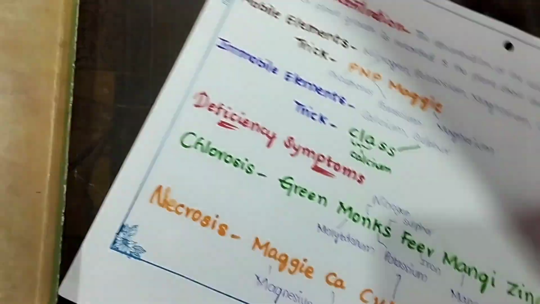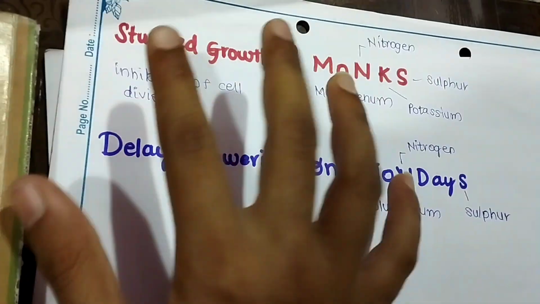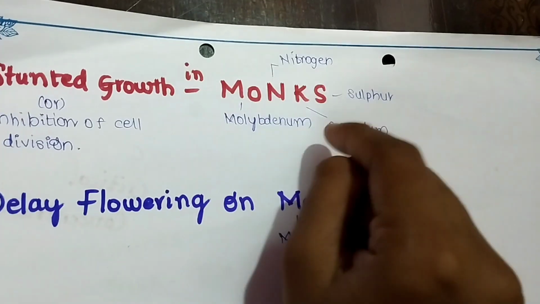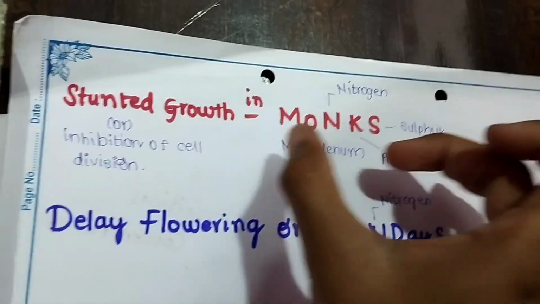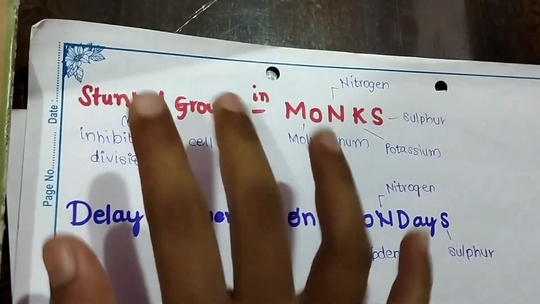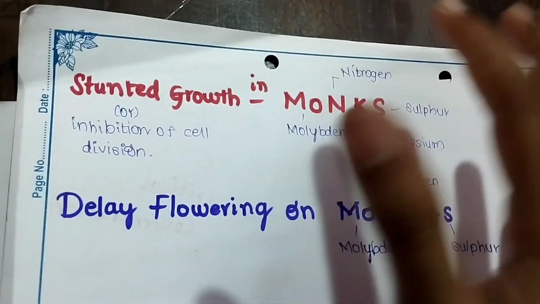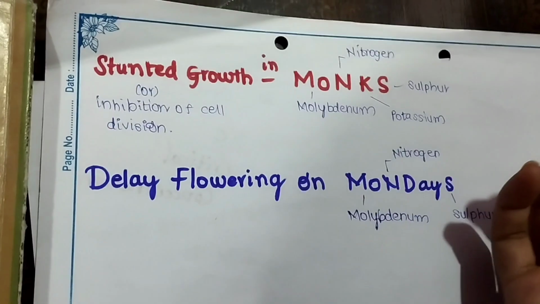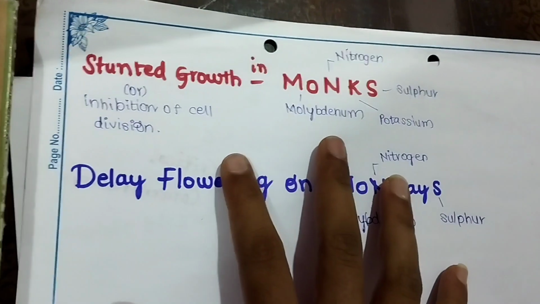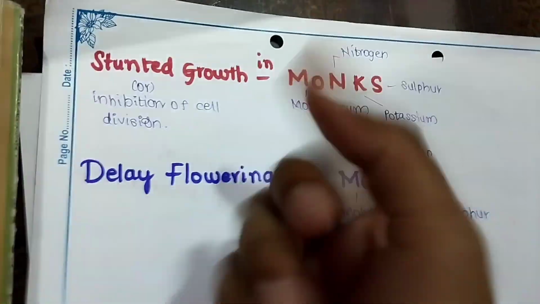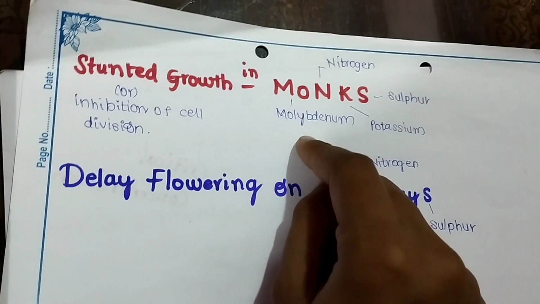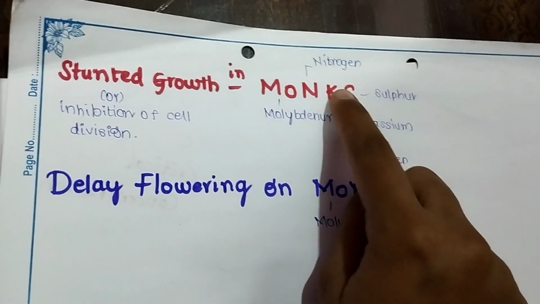Next deficiency symptom is stunted growth, also mentioned as inhibition of cell division. The deficient elements for this symptom are molybdenum, nitrogen, potassium and sulfur. You remember all these elements will come in the word monks. You remember it as stunted growth in monks. In monks, they have become thin. Why have they become thin? Because Maggie's chef has died. There is no one to cook for them, so they have become thin. So stunted growth in monks. MO stands for molybdenum, N stands for nitrogen, K stands for potassium, S stands for sulfur.